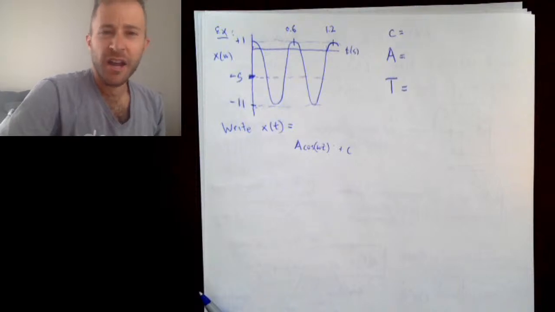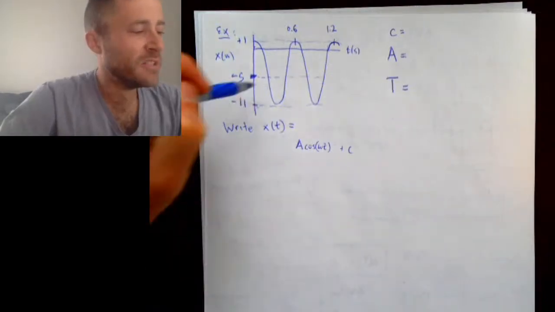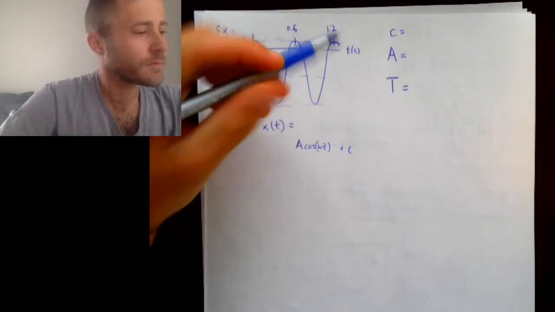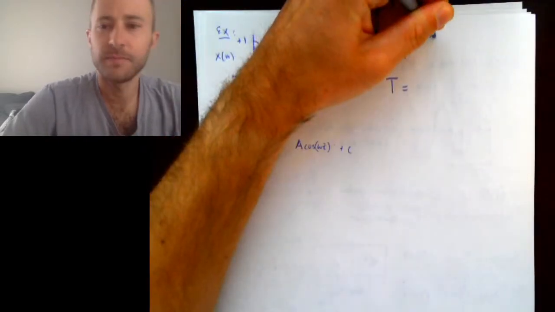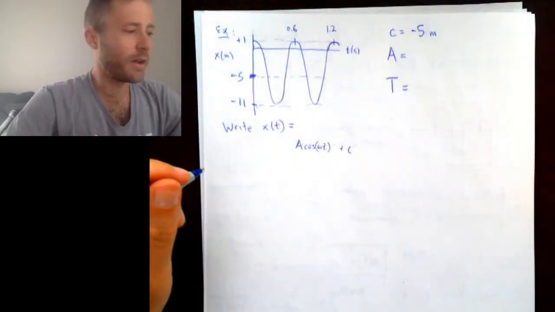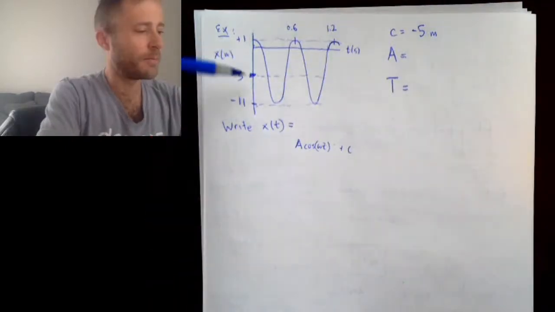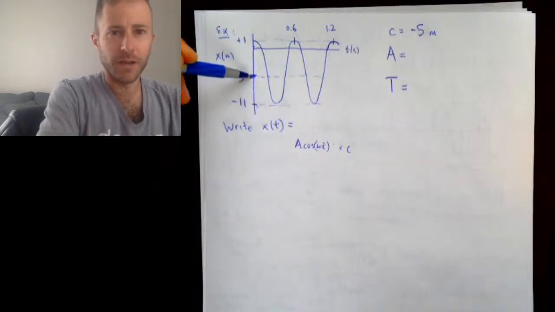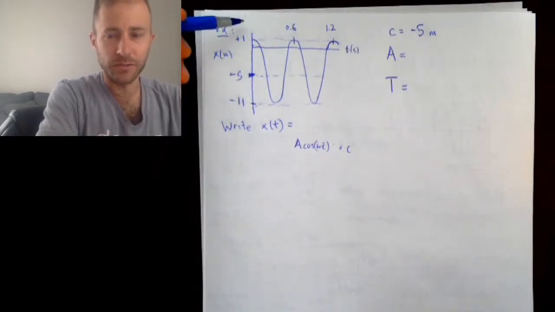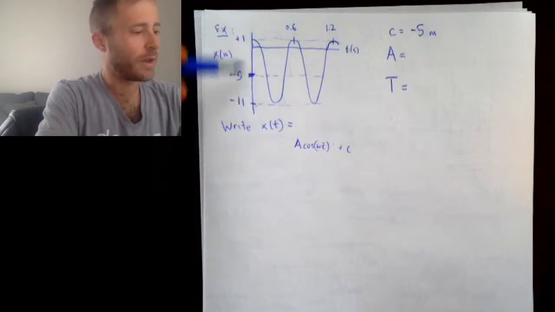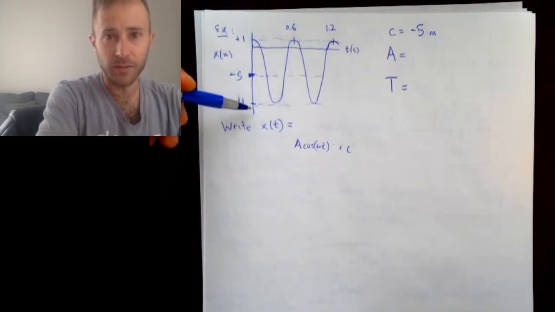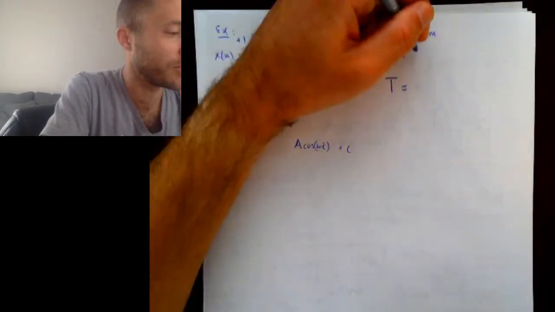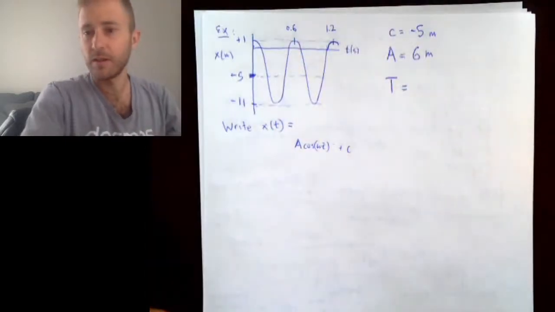Very good. The equilibrium position, the center point of this oscillation, is -5 meters. We can see that it goes from -5 to +1, an increase of 6. It goes from -5 down to -11, a decrease of 6. So the amplitude is 6 meters. Very good.